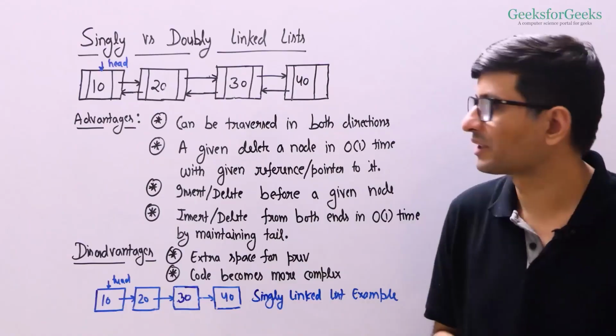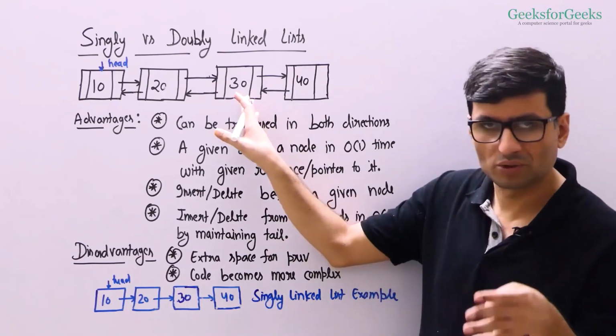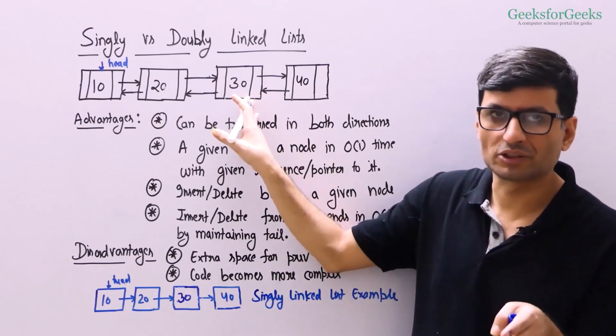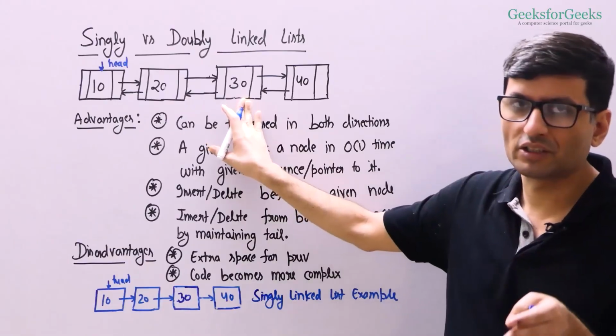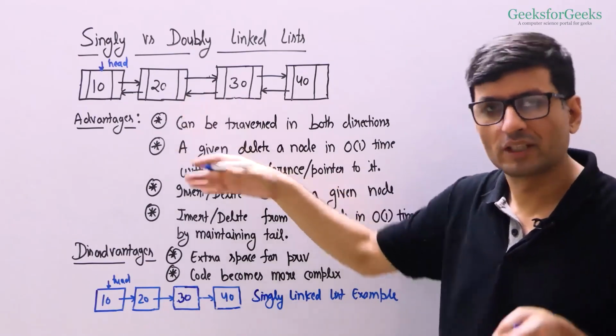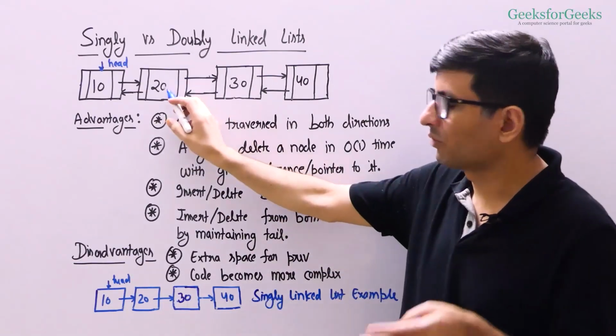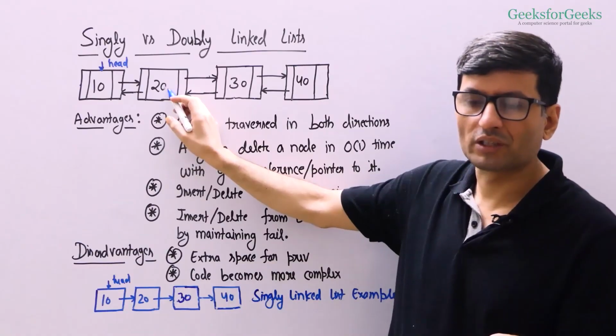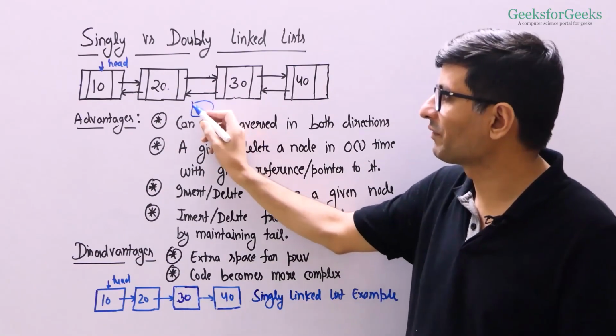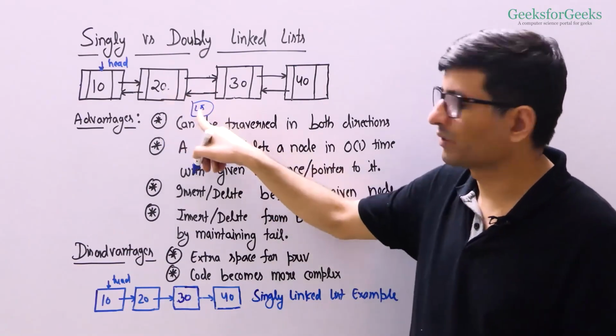The third advantage of doubly linked list is we can insert or delete before a given node in doubly linked list. For example, if I'm given this node 30, reference to this node or pointer to this node 30, and if I ask you insert a node 25 before it, it's possible. I can get hold of 20 using the previous pointer or reference. Then I can create a new node 25. I can change the next of 20 is 25.